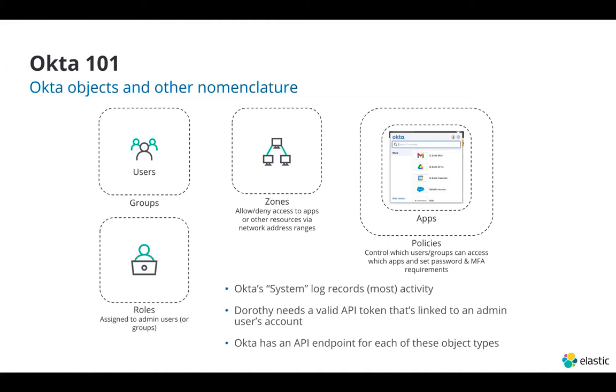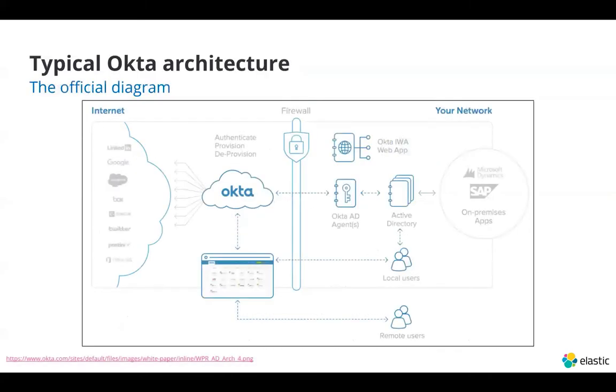So again, Dorothy needs a valid API token that's linked to an admin user's account in order to execute any modules. So here's an official diagram from Okta on the typical architecture for an enterprise. I've included this as a reference on this slide. And again, these slides will be shared in the description for this video.